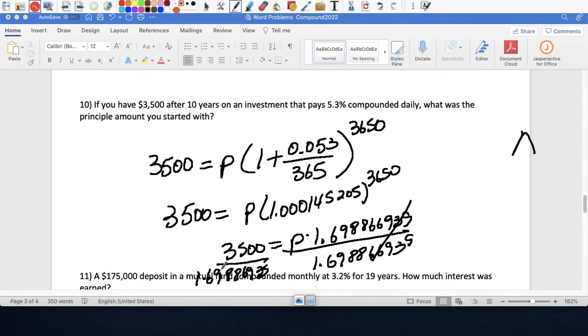$1.698866935. 3,500 divided by 1.698866939. Enter. So I started my bank account with this much money, 2,060 and 20 cents. That's how much money I started with.